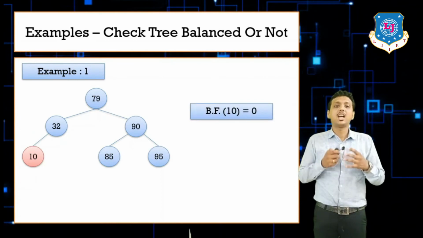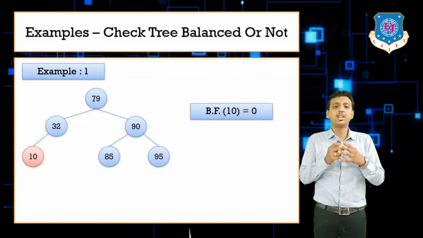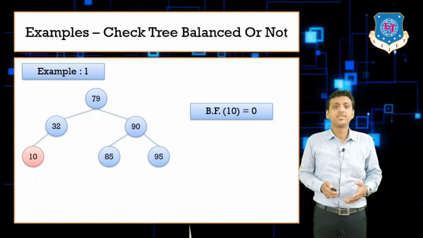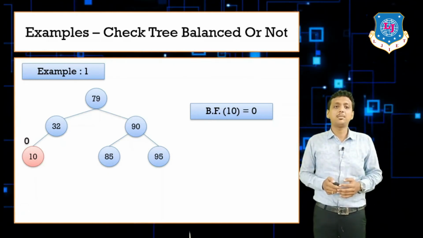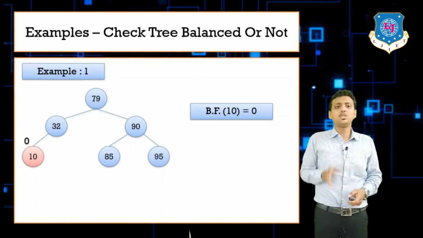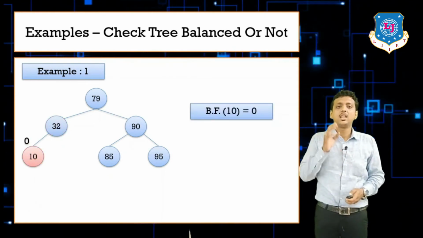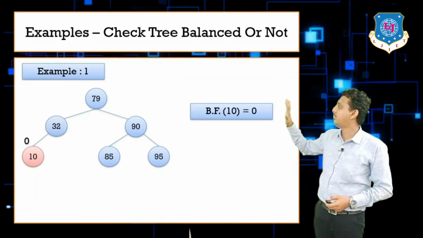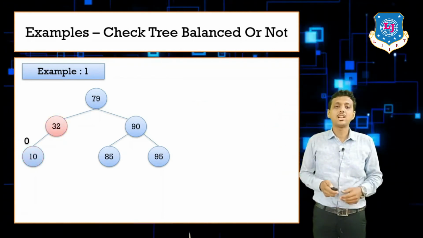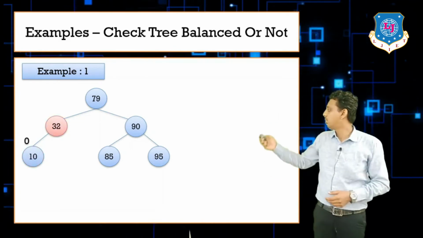That means the height of the left subtree for node 10 is 0, and the height of the right subtree for node 10 is 0. So 0 minus 0 becomes 0. That's why the balancing factor for leaf node 10 is 0. Now let's move further. Next, for 32.